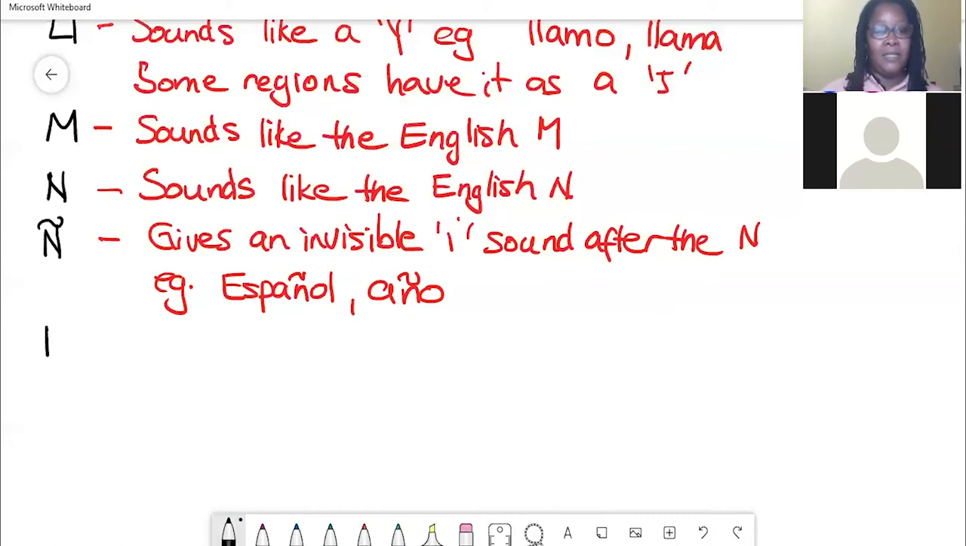Then we have the letter P. P, good behaving, no problems there. You know, like on report day, when you go to some teachers and you're like, what's the problem with my child? And when the teachers look at P, they said, but P doesn't give any trouble. P is okay. There's no problem at all with P. So P sounds like the English P.